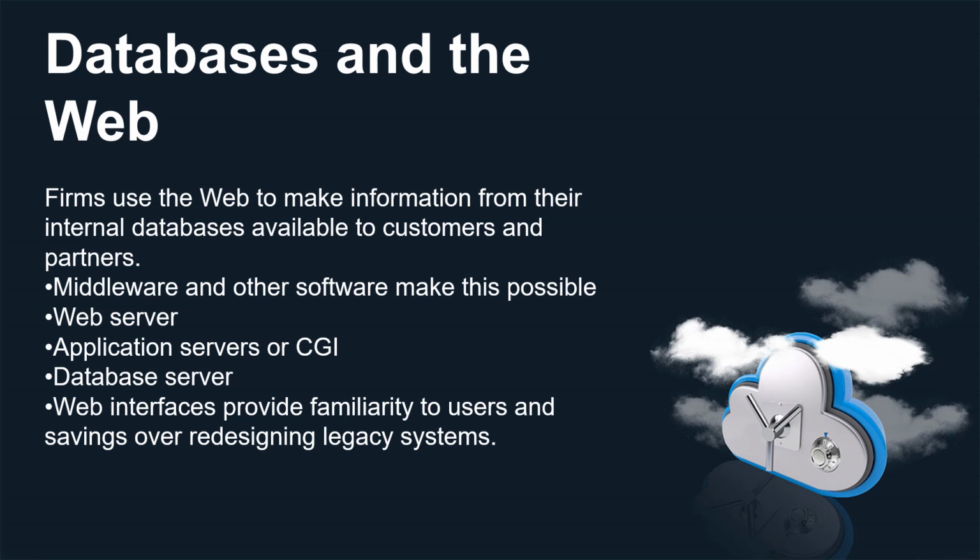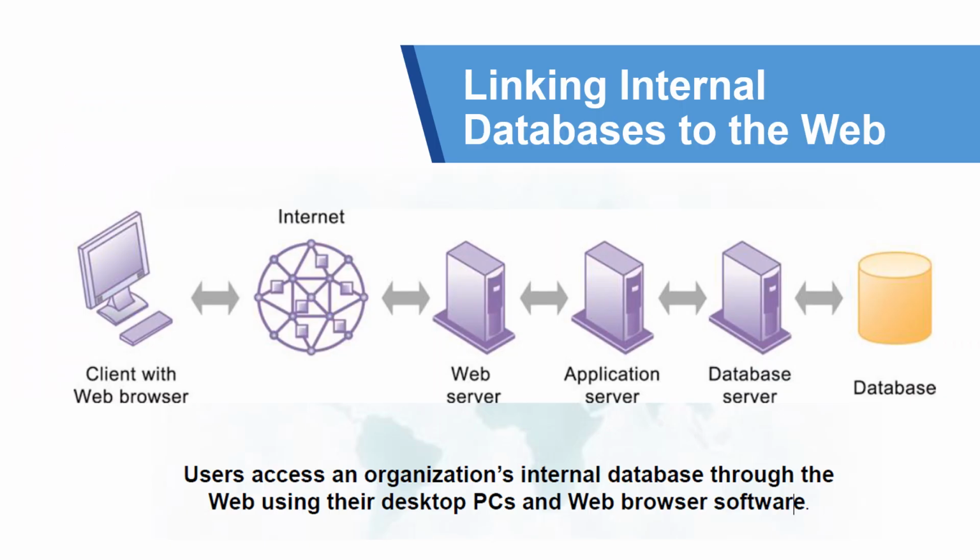This means businesses can transact with their customers through the internet, through the use of middlemen. For example, we have web servers, so customers can transact with the business using the web server. Then we have the application servers or the CGI. We have the database server. Web interfaces provide familiarity to users and savings over redesigning legacy systems.